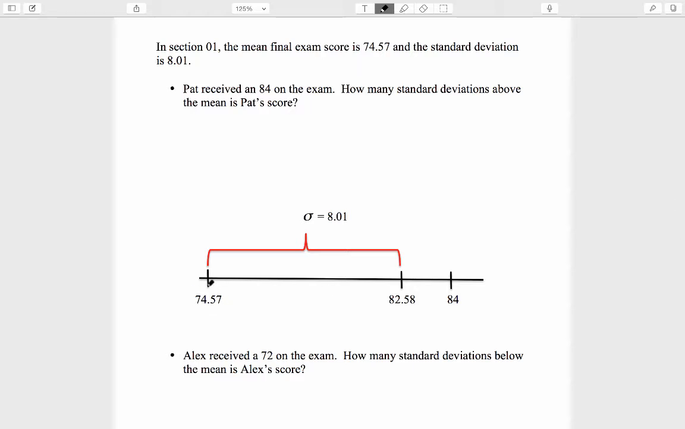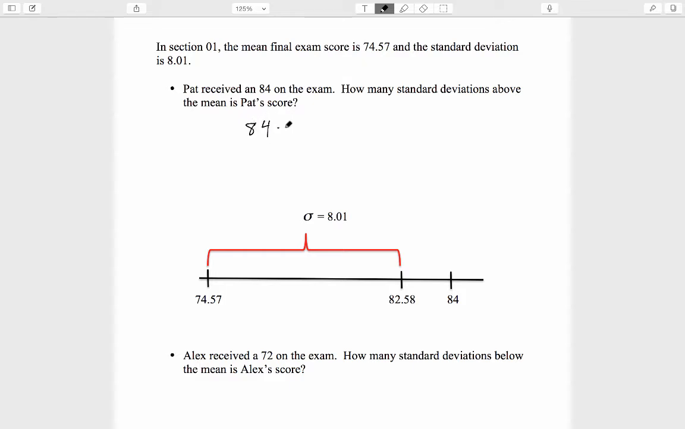So here's the mean, 74.57. Here is Pat's score, 84, and we can ask, how much better than the mean did Pat do when measured in standard deviations? Every 8.01 exam points equals 1 standard deviation. This distance covered by the red braces, that's 1 measuring stick, 1 standard deviation. Apparently, Pat's score is more than 1 standard deviation above the mean, but less than 2. Let's think how to answer this question.